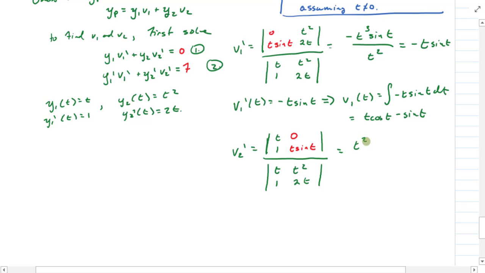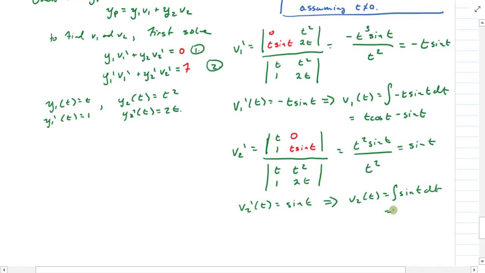But notice that gives me t squared sine of t all over the Wronskian of my solutions to the homogeneous equation, my two linearly independent solutions. So we divide by t squared, and we get just the sine of t. Now careful, that's v2 prime. So v2 prime of t is equal to the sine of t. But that means that v2 of t is simply the integral of the sine of t dt, which is equal to minus the cosine of t.